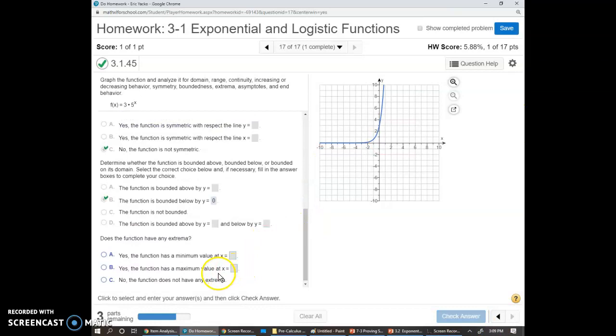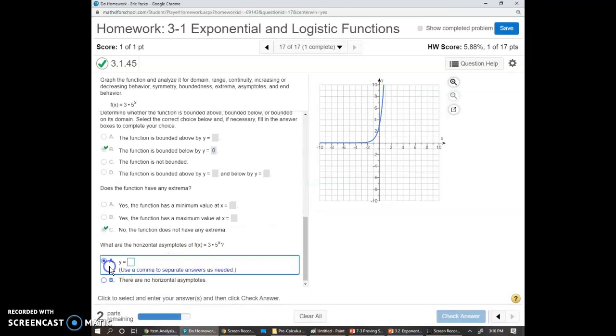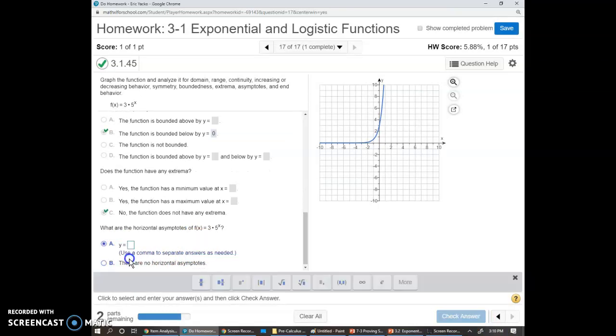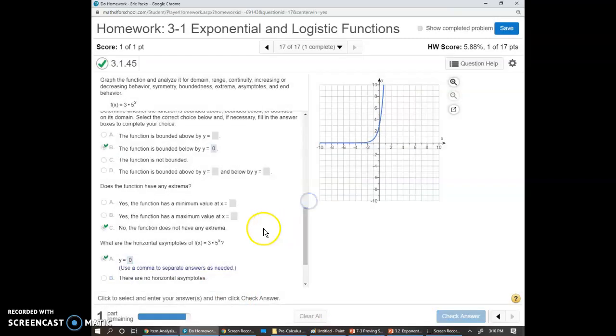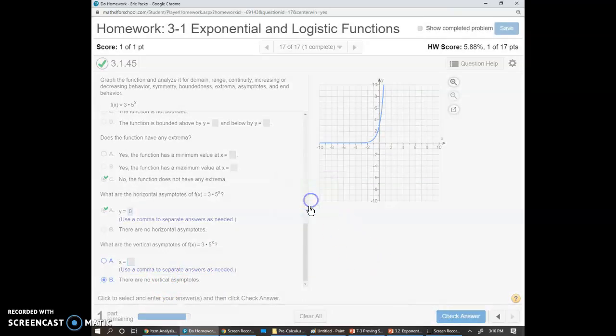All right. Does it have any extrema? That's like where you see the roller coaster hills and valleys. No, there's no roller coaster hills and valleys. Are there horizontal asymptotes? Yes, at y equals 0. And vertical asymptotes? No, none of those. And that is it for this.